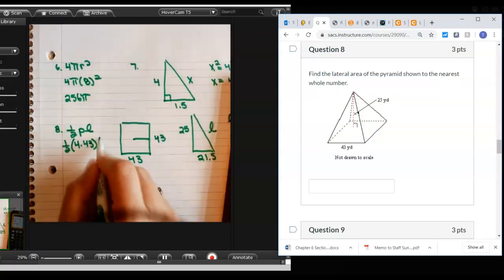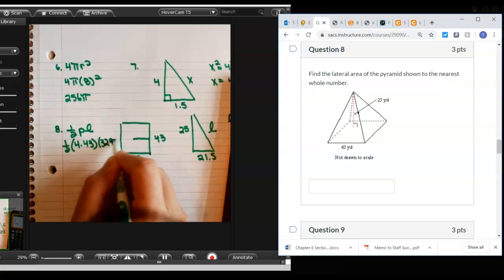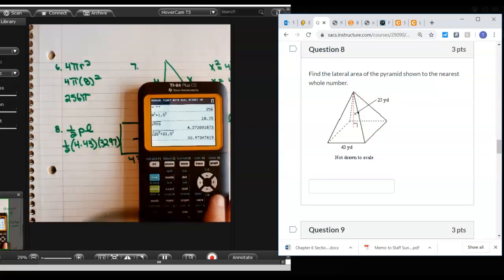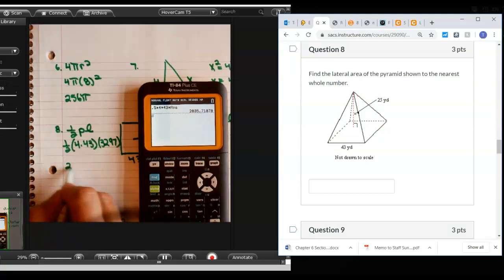So finally, we can take that and plug that in here. I've got 0.5, or 1/2, times 4 times 43, and I'm just going to use that answer button. And we get 2,836. And let me double check our answer for that one.